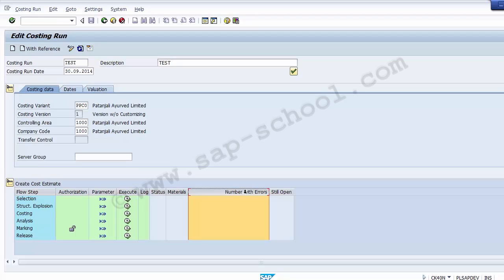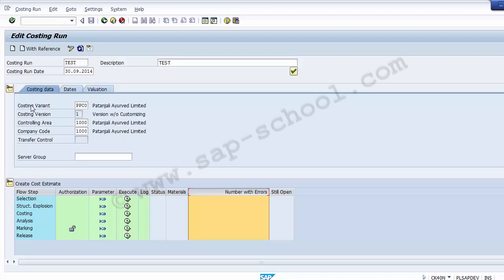If results do not update after executing, you can press the refresh button on the topmost part over here. You have the option to execute any step in the background when processing a large number of materials, and in such a way you can execute your costing run. So you must configure certain things for going through these costing runs.